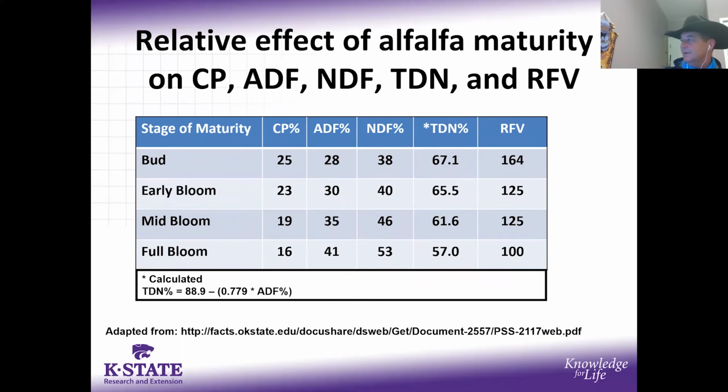So this table here illustrates the relative changes that occur in crude protein, ADF, NDF, TDN, and RFV as maturity of alfalfa advances. As we notice here on the screen, from bud to full bloom, the crude protein is going to reduce, the ADF is going to increase, and the TDN and RFV will decrease.